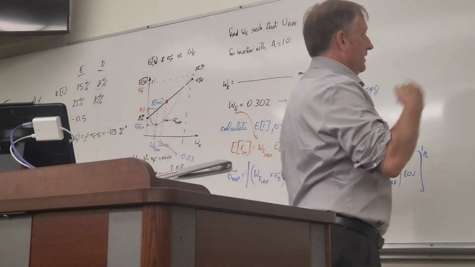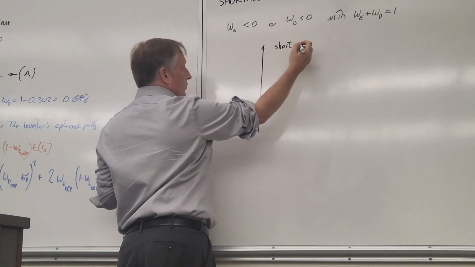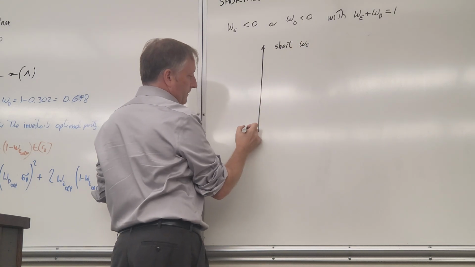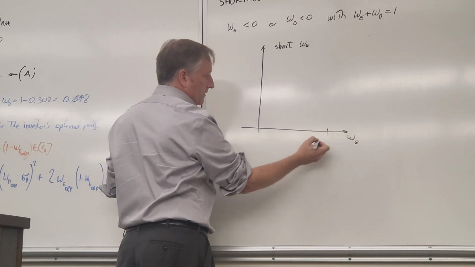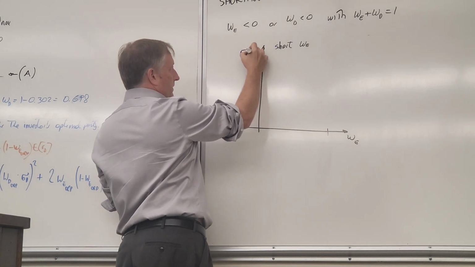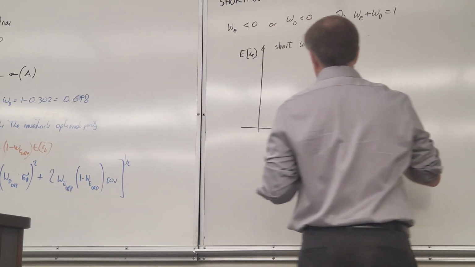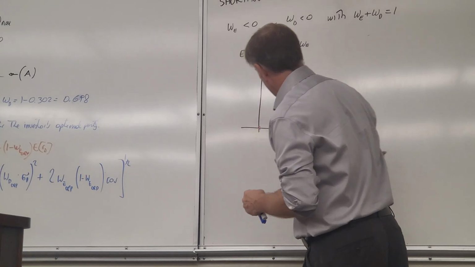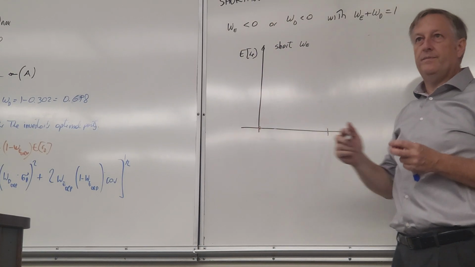So, what happens to the graphs? Well, let's suppose you can short WE. And so let's focus on the expected returns. If we can short WE, that means that the weight of WE can actually go past this point. Do you agree with that?